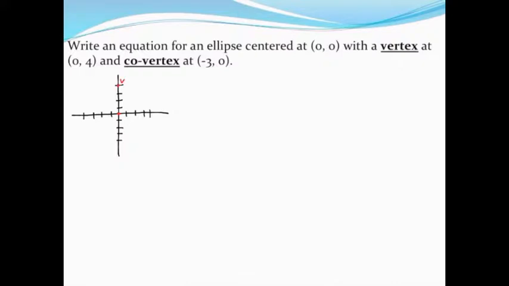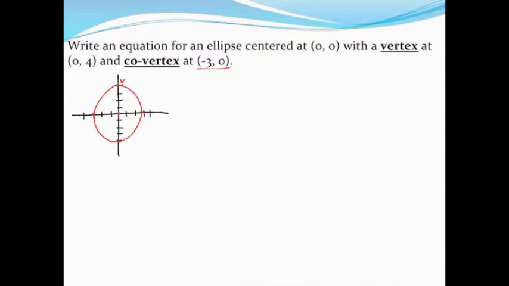I don't know where the other one is. Well, I guess I do. They don't tell me, but because of symmetry, I know that the other vertex has to be at 0, negative 4. The co-vertex, then, one of them is at the point negative 3, 0. So right there. And similarly, they don't tell me the other one, but I should know it's there at 3, 0. So a really rough sketch looks something like so, I suppose.